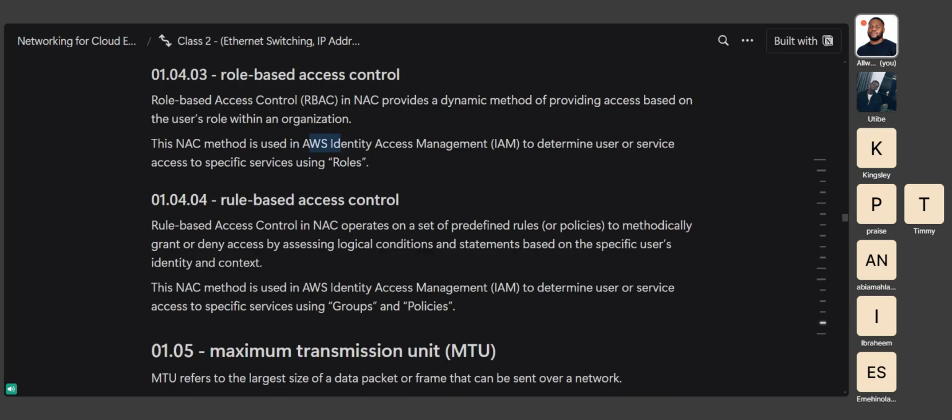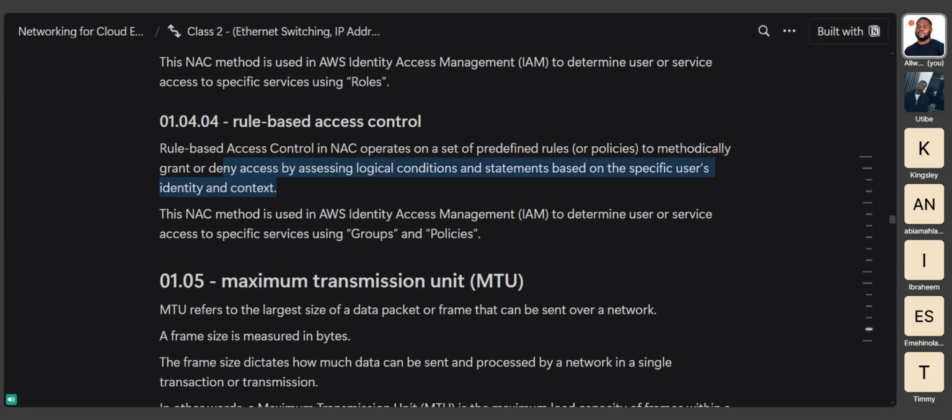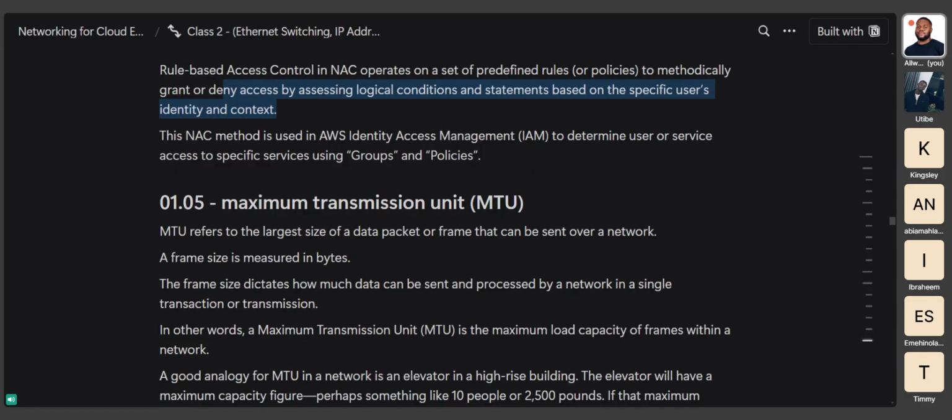This NAC method is used in AWS Identity Access Management, or IAM, to determine user or service access to specific services using roles. That's role-based access control. Rule-based access control in NAC operates on a set of predefined rules or policies, to methodically grant or deny access by assessing logical conditions and statements based on the specific user's identity and context. So what this all means is that this NAC method is used in AWS IAM to determine user or service access to specific services using groups and policies.